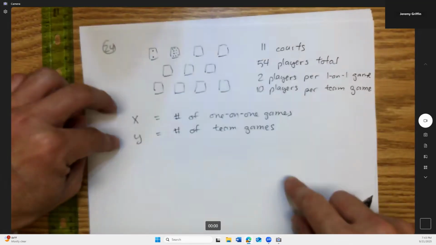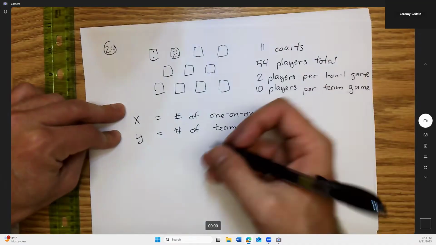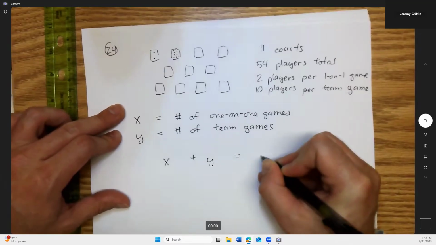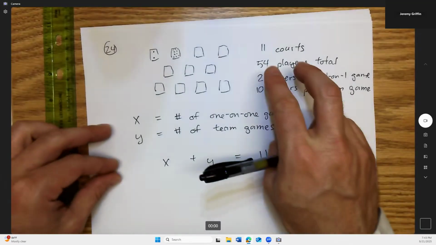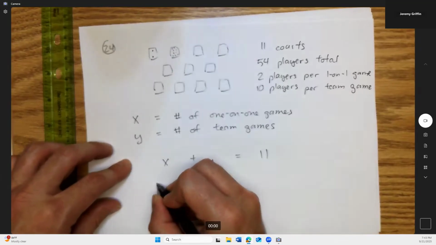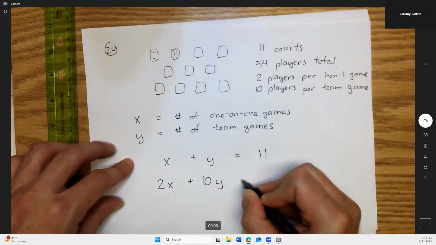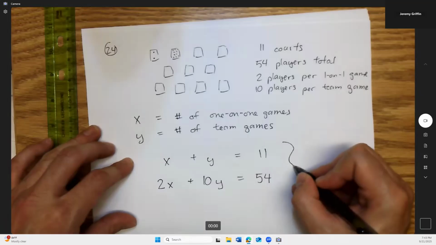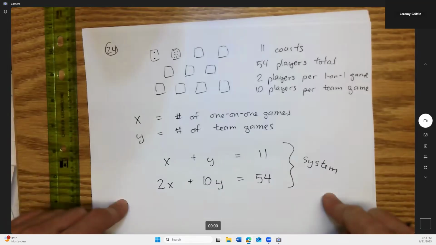I know if I add up all the games, it has to add up to 11 altogether to fill up all 11 courts. They said all 11 courts are being used. Therefore, x plus y equals 11. That's one of my equations. Also, I know there are 54 players. So 2 players per game times the number of one-on-one games plus 10 players per game times the number of team games would add up to 54 players altogether. I think that's my system right there. So half the fun is figuring that out.